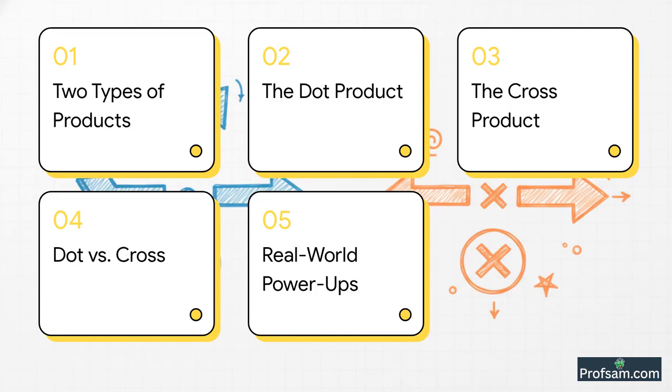We'll explore the two types of products. First, the dot product, which I like to call the alignment score. Then the cross product, which is our combo attack. After that, we'll put them head-to-head to see the key differences, and finally, check out how they unlock some real-world power-ups. Let's get into it.